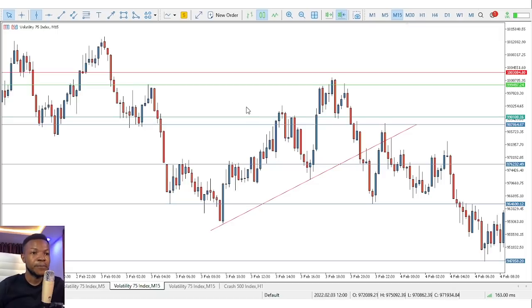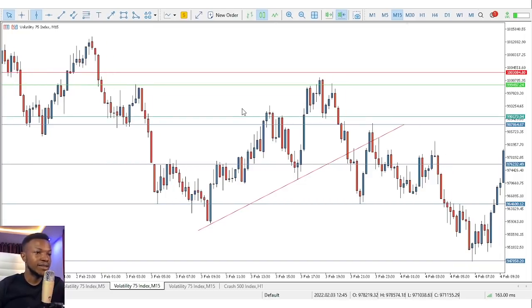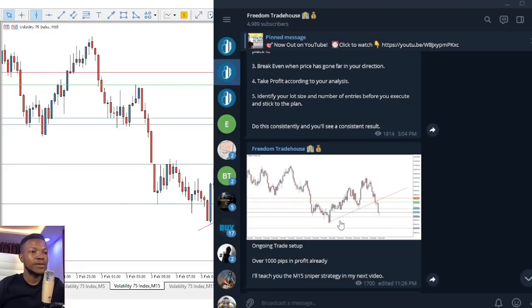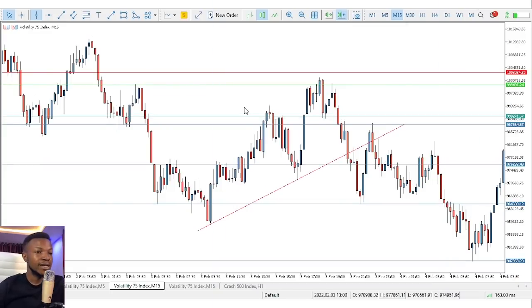So this is it. As you can see on this chart, you can see the pictures. I used the same strategy on the 3rd of February, and I shared the trade signal on the Freedom Trade House free Telegram channel. You want to check that in the description of this video and join there so that you can get those free signals as well.